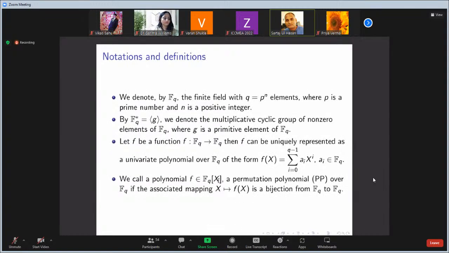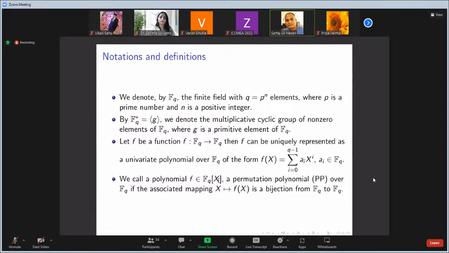So now coming to the notations and definitions. As usual, we always denote a finite field having q elements by Fq, where q is some prime power. There is a unique field having p to the power n elements, and that uniqueness is up to isomorphism. If you look at the non-zero elements of the finite field, they form a multiplicative cyclic group, and its generator is normally known as a primitive element of the finite field. So Fq star denotes the multiplicative cyclic group of non-zero elements of the finite field.